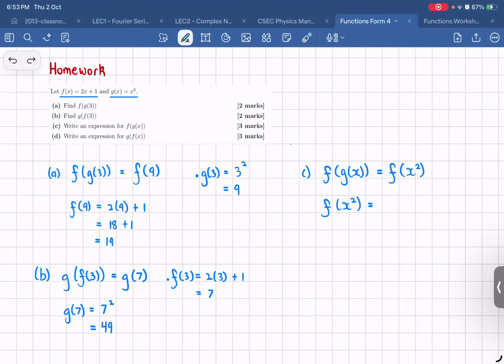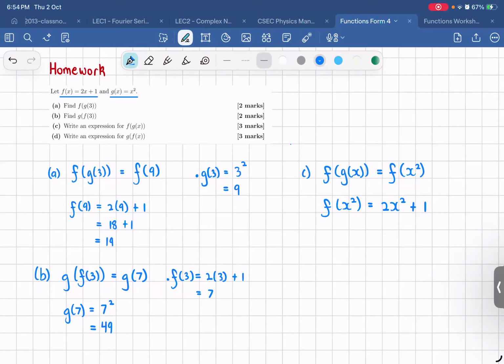So here's how functions work: whatever you have inside the brackets is what you replace x with. Oh, so you can use x squared. Yeah, that's all. So instead of writing 2x, I should really write 2 what? 2x squared, plus 1. That's it. Easy, right? Yes, sir.